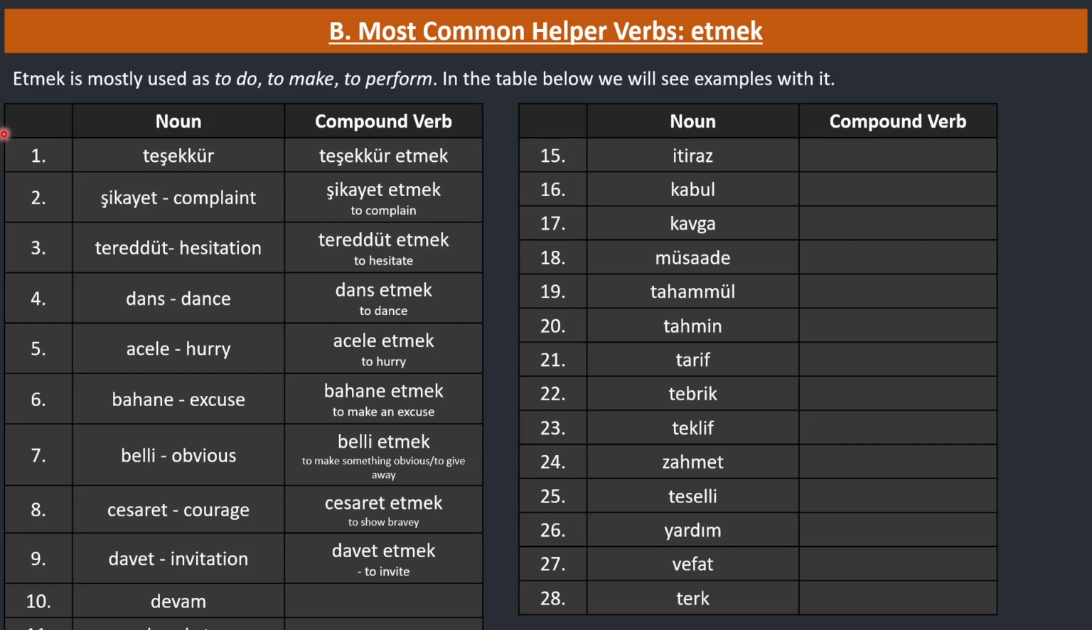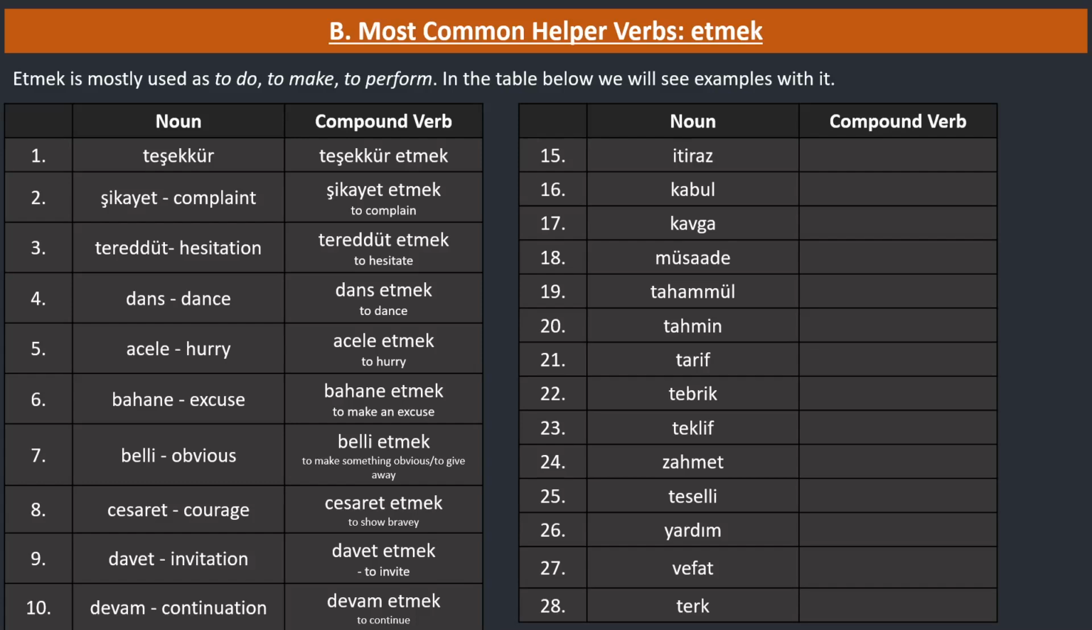As a noun, what's devam? Continue. So, continuation maybe, because it's a noun. So when you do continuation, you basically continue. I'll pick continuation. So devam etmek. To continue. That one is very common because, let's continue. Devam edelim.